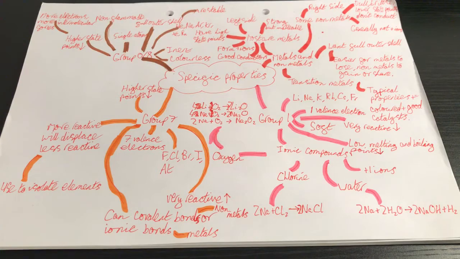Now, the general trend properties for group 7 are the reverse of group 1. So, group 1 going down goes lithium, sodium, etc. Lithium is the least reactive and has the highest melting and boiling point. But francium has the lowest and is the most reactive. It's turned on its head in group 7 because fluorine at the top is the most reactive and has the lowest boiling point and melting point of them all. So it's all completely turned on its head from group 1 to group 7.